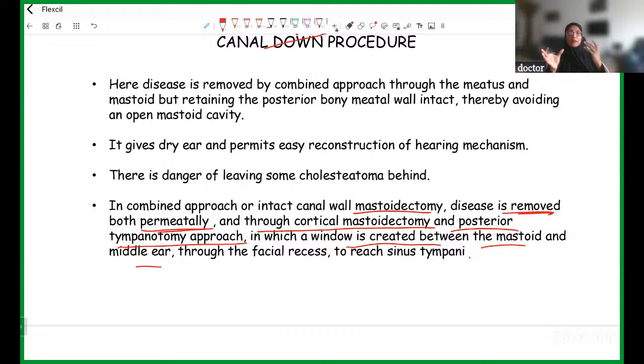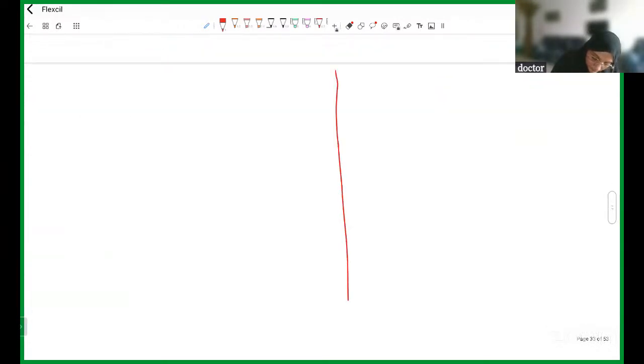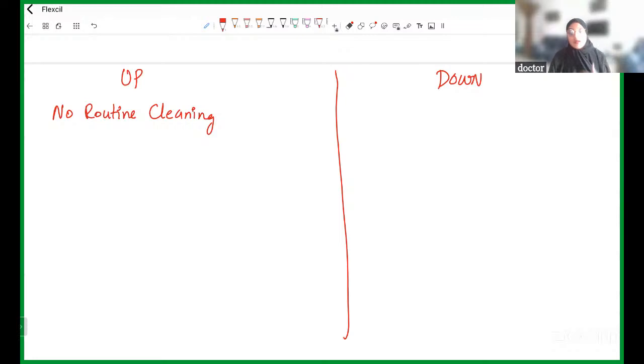Now, how will you compare the canal wall up procedure with the canal wall down procedure? In the canal wall up procedure, which we have studied just now, the meatus will be normal in appearance, and it will not require routine cleaning in the patient. In the canal wall down procedure, the patient will be completely dependent on the doctor for cleaning. Cleaning should be done once or twice in a year.